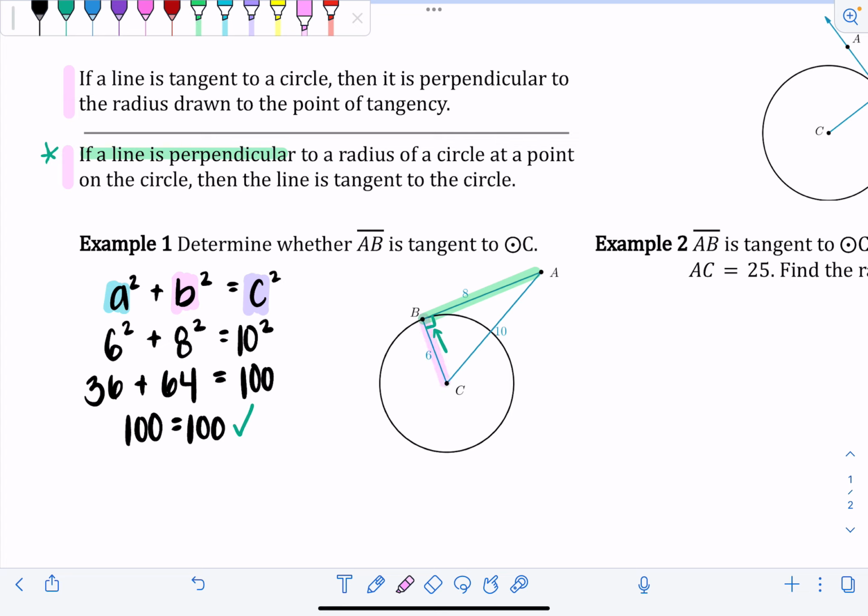So AB would be perpendicular to BC. And then that takes us back to this converse up here. If a line is perpendicular, which is what we just proved, to a radius of a circle at a point on the circle, then the line is tangent to the circle. So that's enough to confirm that yes, segment AB is tangent to circle C.